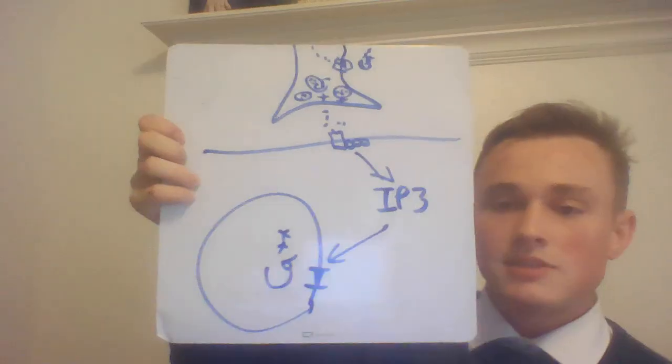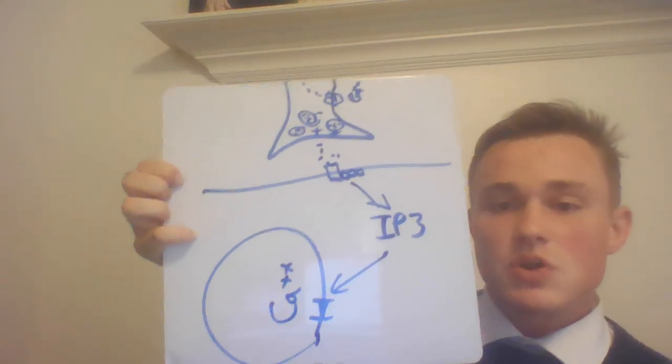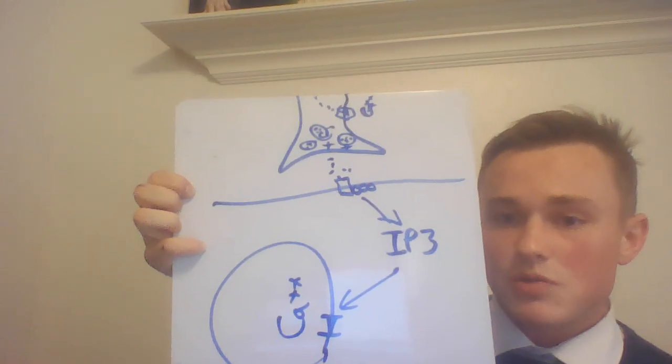IP3 goes to the sarcoplasmic reticulum, because smooth muscle have those as well. Opens up a channel to release calcium. See how that works? Now notice there is no T-tubule in smooth muscle.